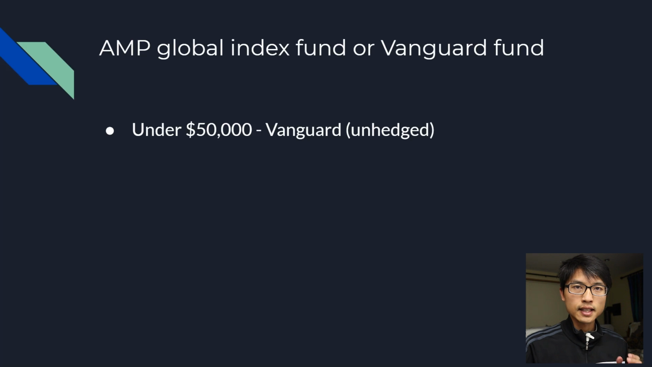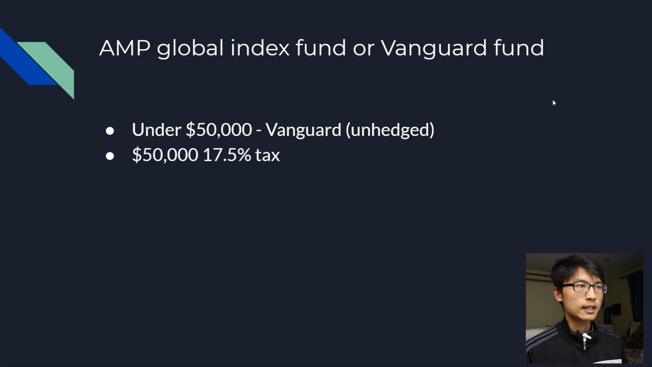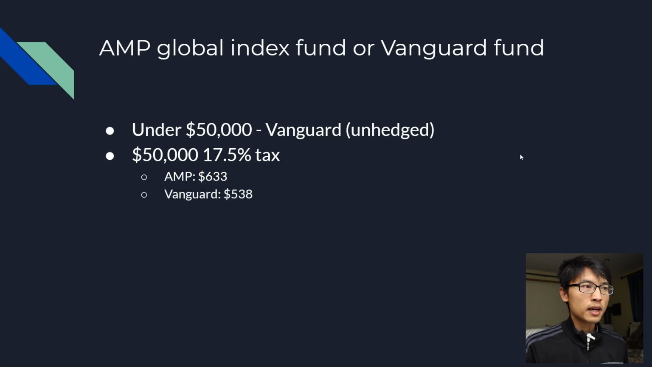On the other hand, if you have $50,000 invested at a 17.5% tax rate, you will be paying $633 in total fees and taxes for your AMP fund, and you'll be paying $538 for your Vanguard fund.